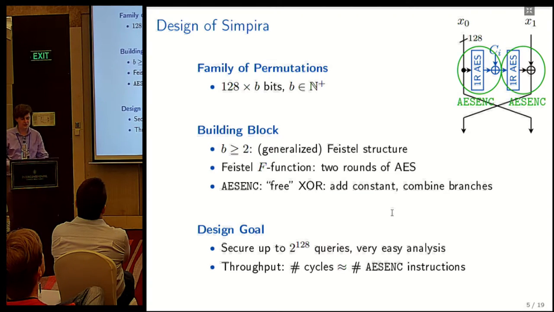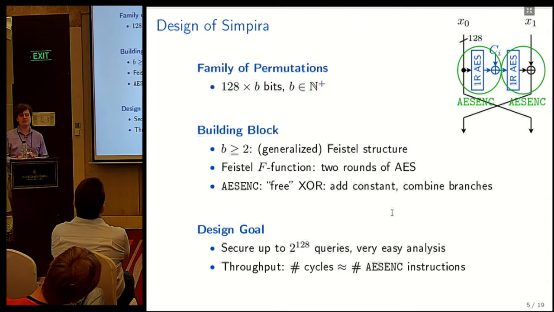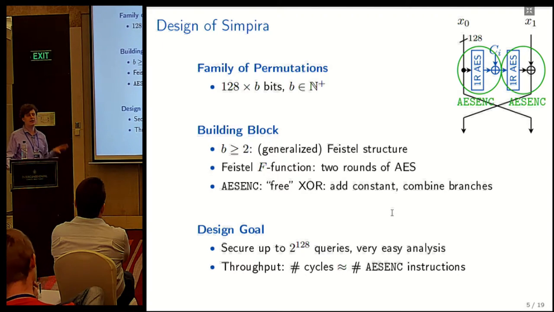So the design goal here is then to have security up to 2^128 queries that you will do. So this is security in the sense of structural distinguisher, the same that is done for SHA-3. To have a very easy analysis to guarantee this, just from the fact that we say 2^128, we're not considering any of the modes of operation using AES that typically only have security that breaks down around 2^64.